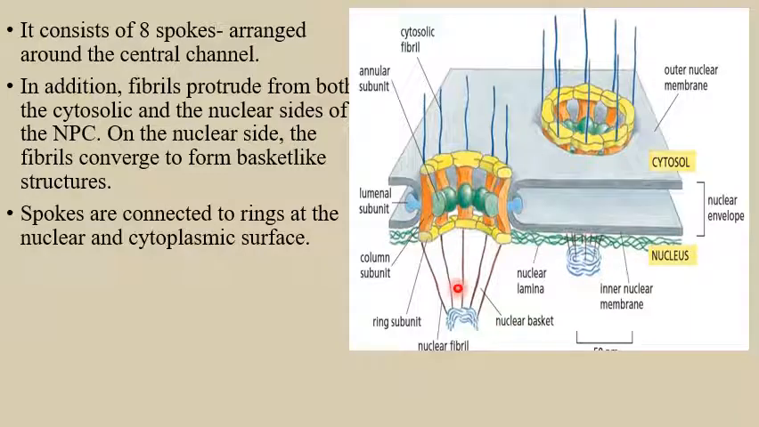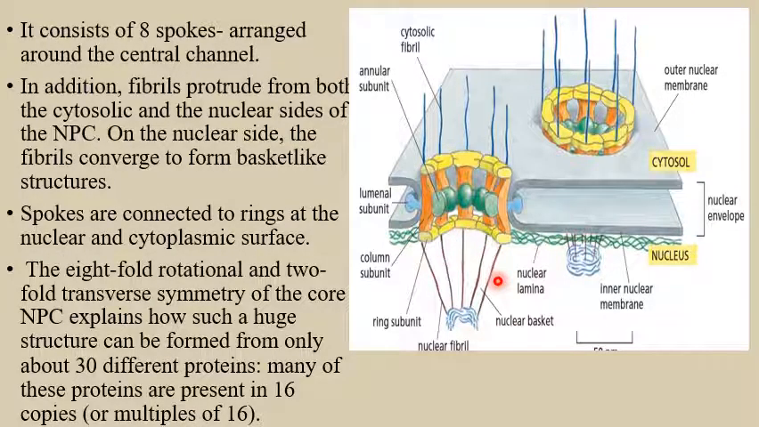The spokes are connected through rings at the nuclear and cytoplasmic surfaces. The 8-fold rotation and the 2-fold transverse symmetry of the core nuclear pore complex explain how such a huge structure can be formed from only about 30 different proteins, many of which are present in 16 copies, that is, in multiple copies.